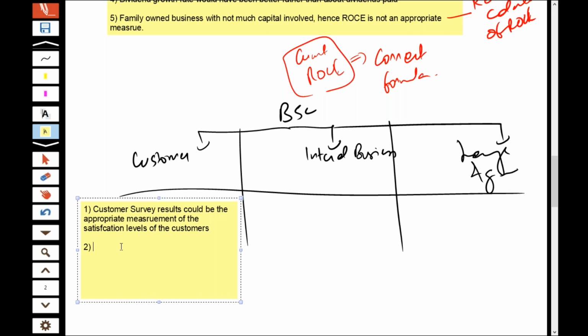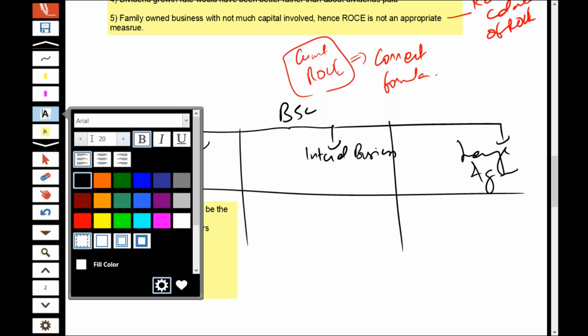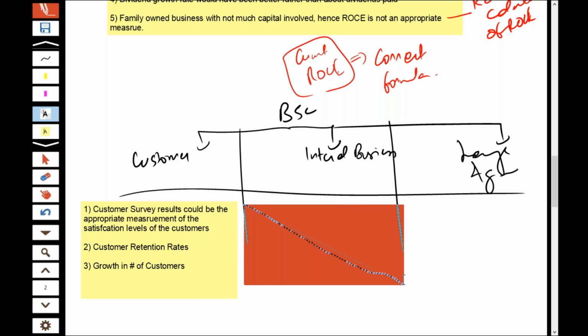It could be the customer retention rates. It could be the growth in the number of customers. This could also be an indicator of whether the existing customers are happy or not. Let's move a bit forward and discuss further.